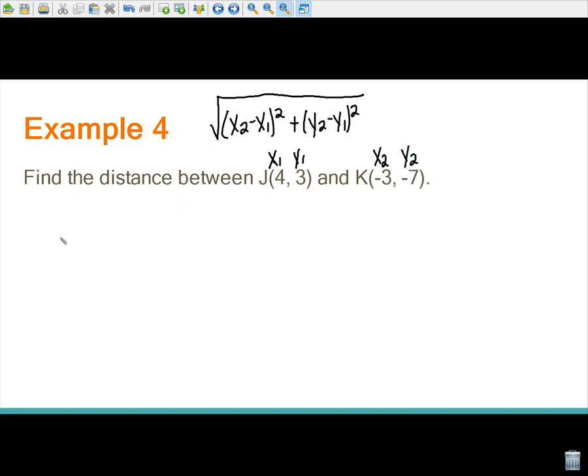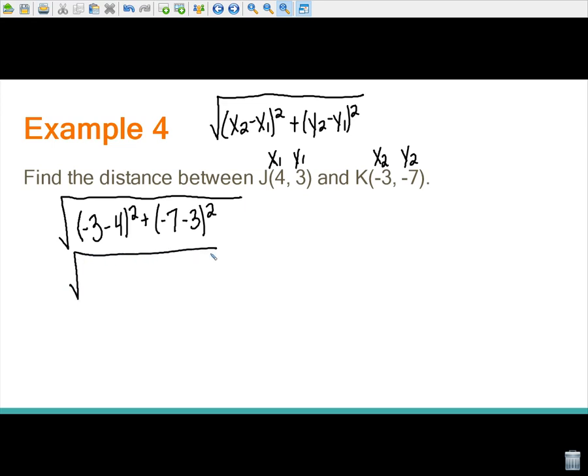Okay. Again, encourage you to pause it, try to see if you can get this one right on your own, and then come back and see the final answer here. So I'm going to go ahead and get started. So x2 minus x1, we've got negative 3 minus our x1, which is 4. So negative 3 minus 4 squared. Now y2 minus y1. y2 is negative 7. y1 is 3. So negative 7 minus 3 squared. So again, the square root of negative 3 minus 4 squared plus negative 7 minus 3 squared.